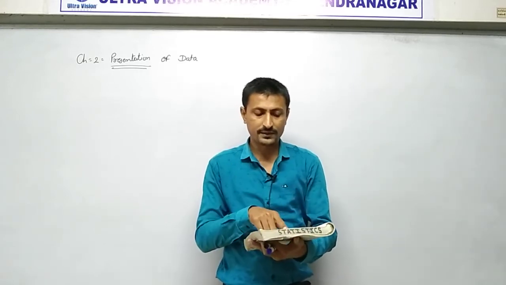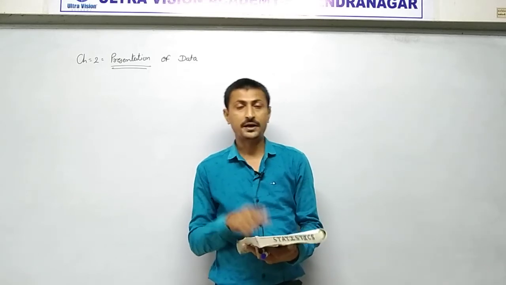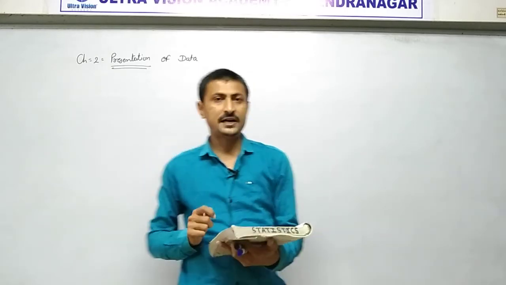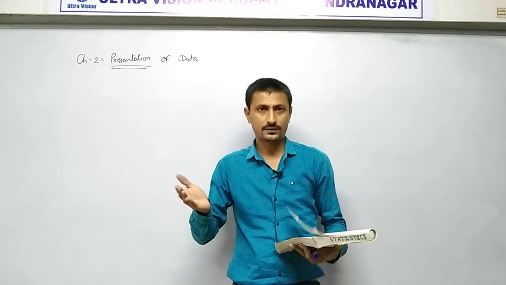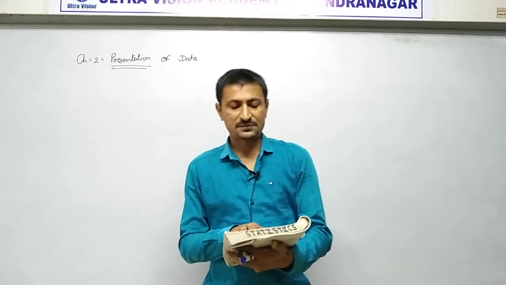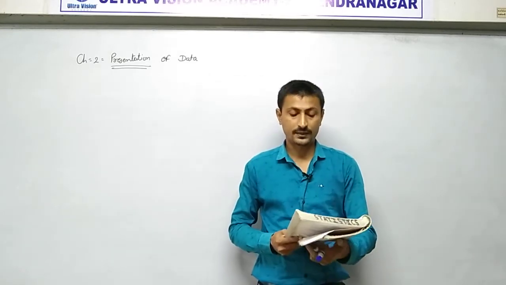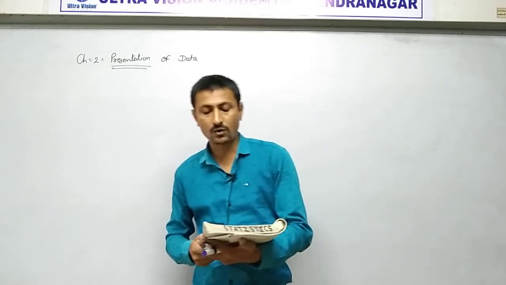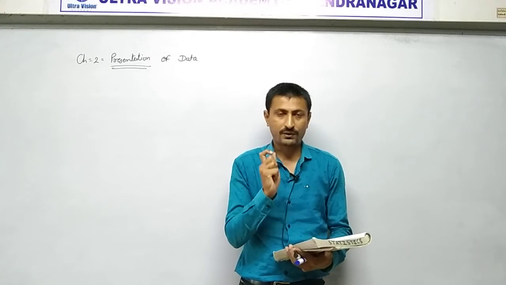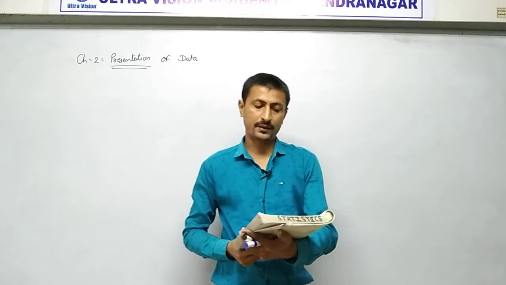For example, number of children per family, and number of accidents on road. If variable x assumes specific values like 1.2, 1.3, 1.5, etc., then it is also called a discrete variable. Any specific decimal value like 1.2, 1.3, 1.5, it is also called a discrete variable.